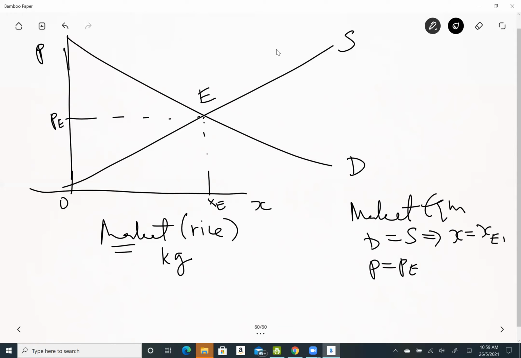Are there any economics students here? Are there people doing economics? What is the price that we pay in the market here?